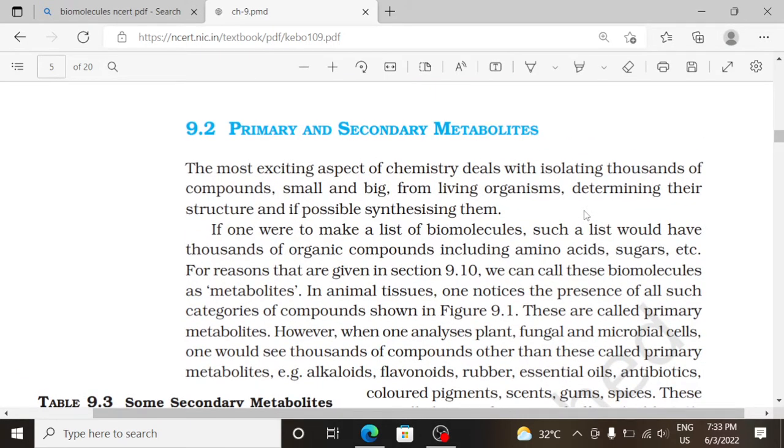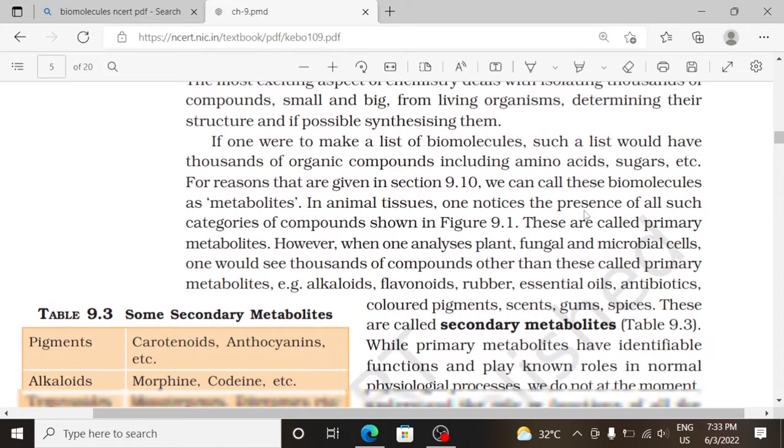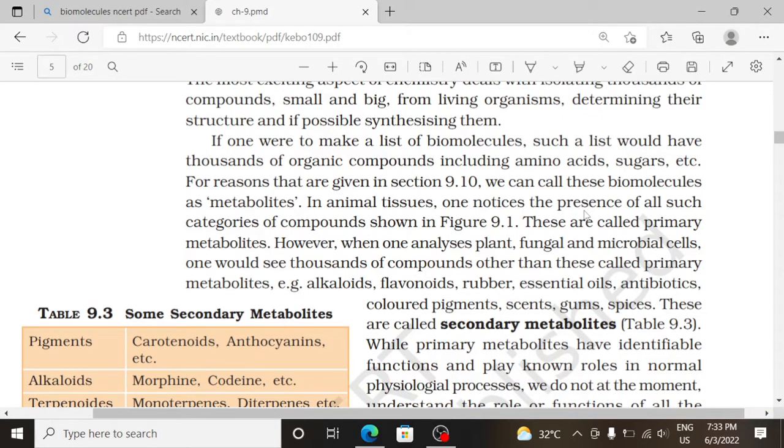Primary and secondary metabolites. The most exciting aspect of chemistry deals with isolating thousands of compounds, small and big, from living organisms, determining their structure and, if possible, synthesizing them. If one were to make a list of biomolecules, such a list would have thousands of organic compounds including amino acids, sugars, etc. For reasons that are given in section 9.10, we can call these biomolecules metabolites. In animal tissues, one notices the presence of all such categories of compounds shown in figure 9.1. These are called primary metabolites.